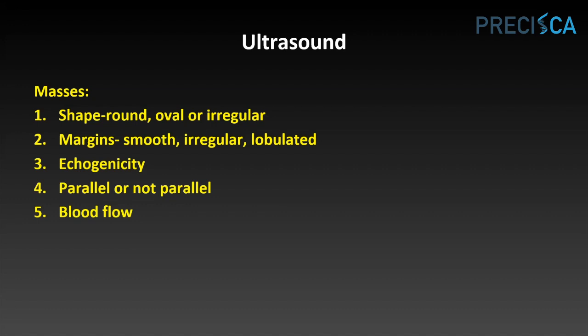The other thing we look at is whether the mass is parallel to the chest wall or not. Parallel masses are generally thought to be more likely to be benign, and non-parallel more likely to be malignant. The other thing we check with ultrasound is for blood flow. When women develop cancers, those cancers develop new blood vessels called neovascularity, which feed the tumor. And so when we do ultrasound, we can see if there is increased blood flow to the masses that we are finding.